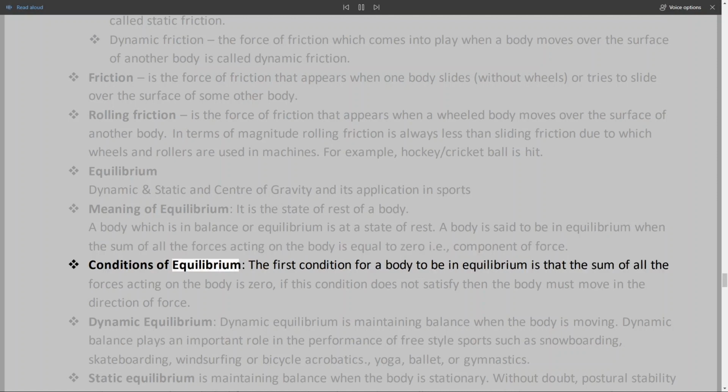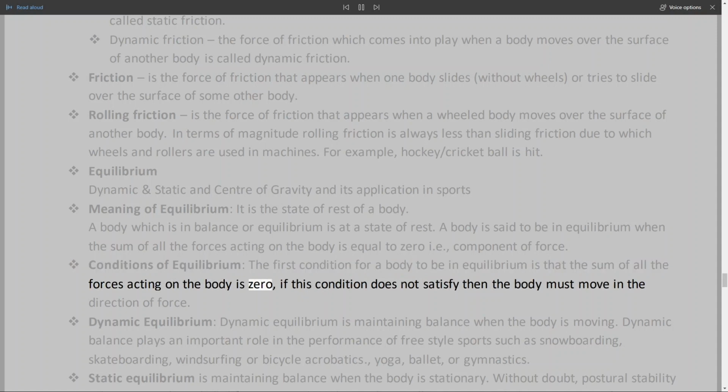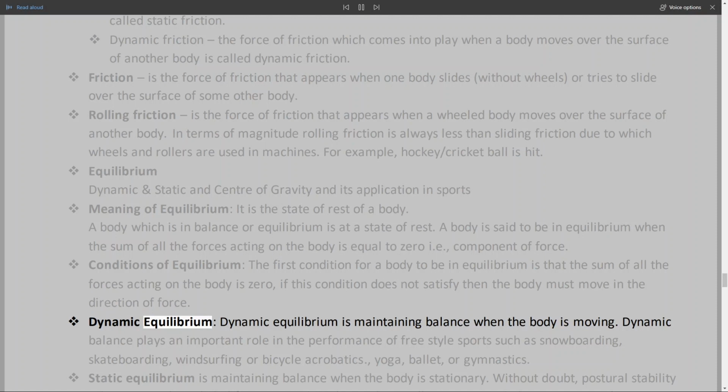Conditions of equilibrium: the first condition for a body to be in equilibrium is that the sum of all the forces acting on the body is 0. If this condition is not satisfied, then the body must move in the direction of the force. Dynamic equilibrium: dynamic equilibrium is maintaining balance when the body is moving.